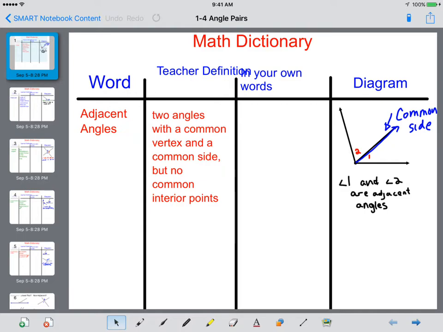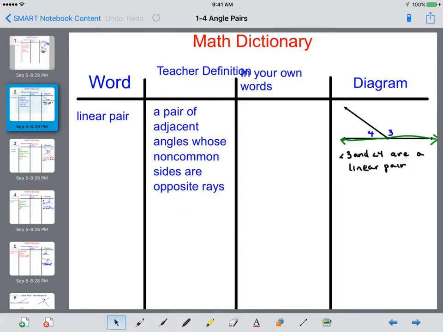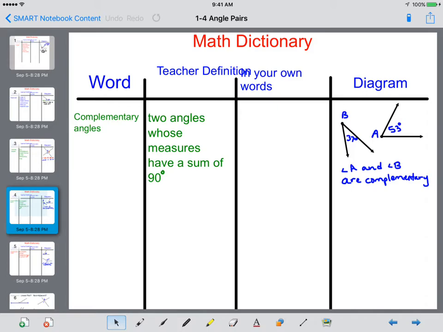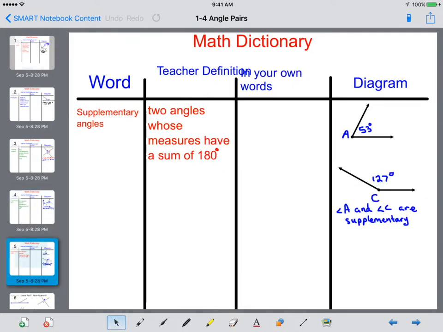So here's the first word, adjacent angles. Second word, linear pair. Vertical angles. Complementary angles. And finally, supplementary angles.